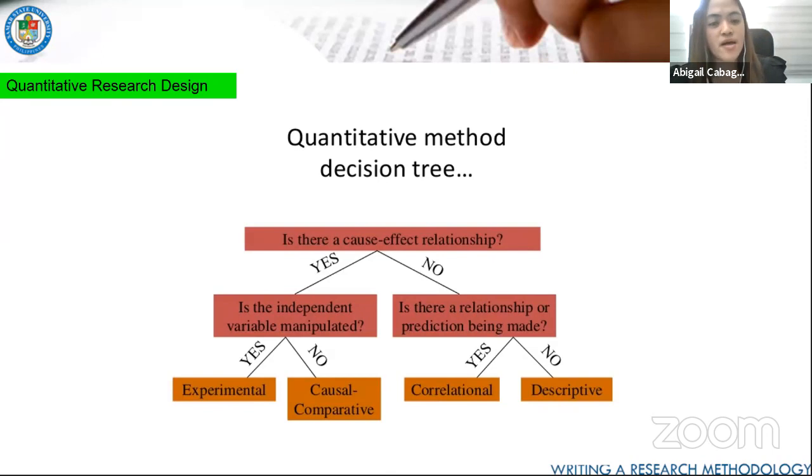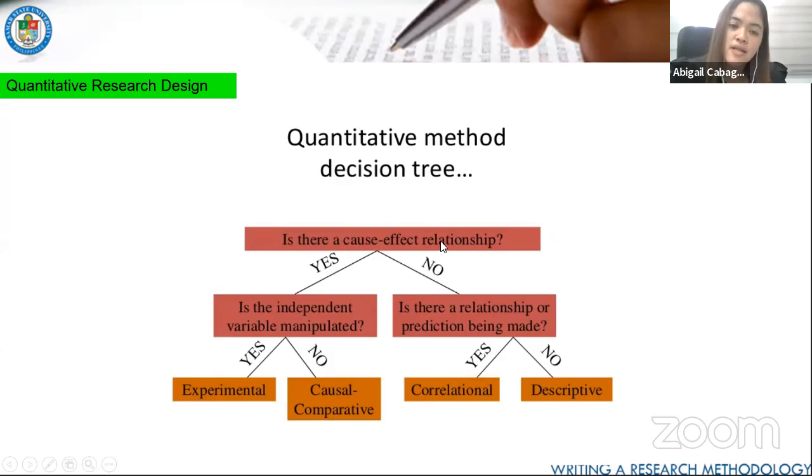You can ask yourself, is there a cause and effect relationship in your study? You want to know if there is a cause and effect relationship. If there is no cause and effect relationship, then again, you will ask, is there a relationship or prediction being made? If there is, then you can make use of correlational quantitative design. If there is no relationship or prediction being made, then your quantitative research design can be descriptive.